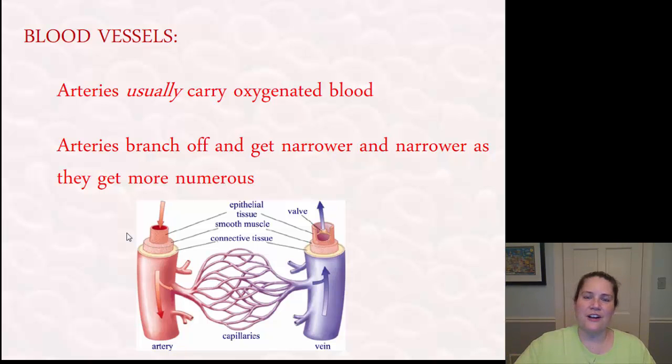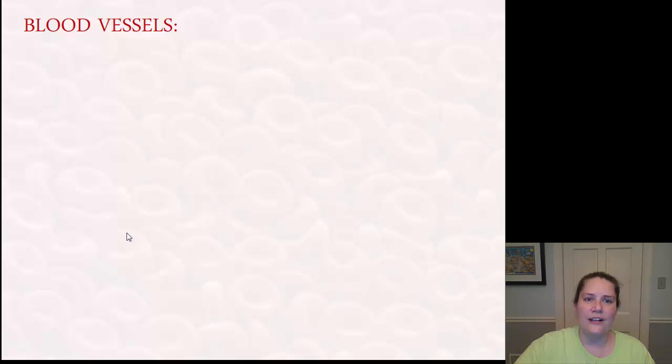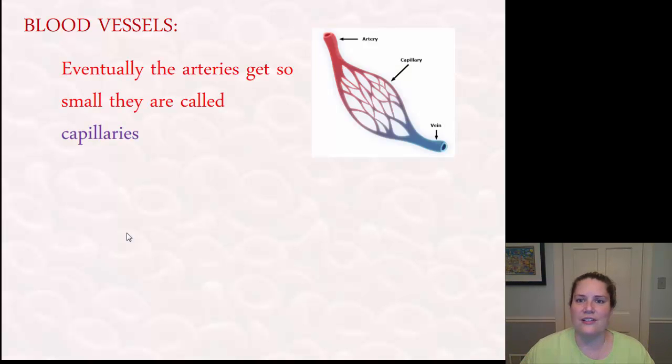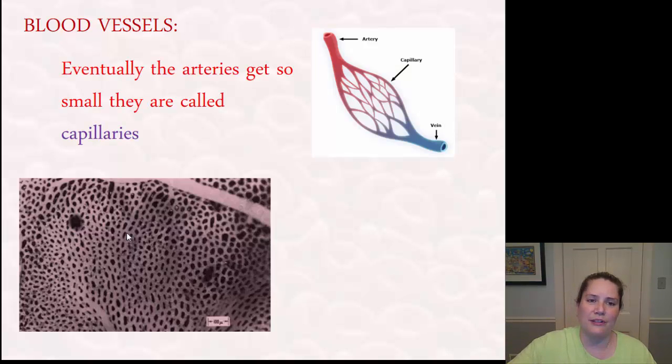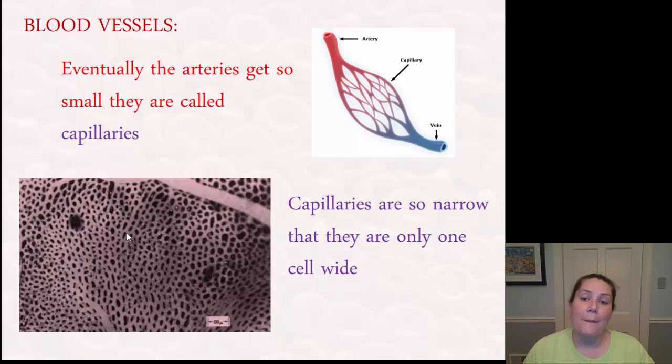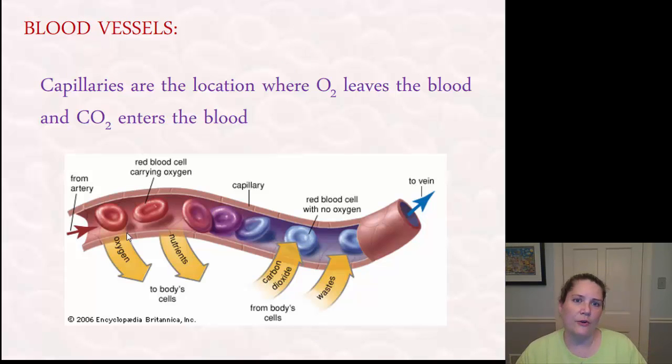All right, so the arteries branch off. They get narrower and narrower and narrower, and eventually they get so narrow that they're these things we call capillaries. Capillaries are so narrow that they are only one cell wide. So when cells want to go through capillaries, they have to go through one at a time, single file. And capillaries are the place where all the action's at.